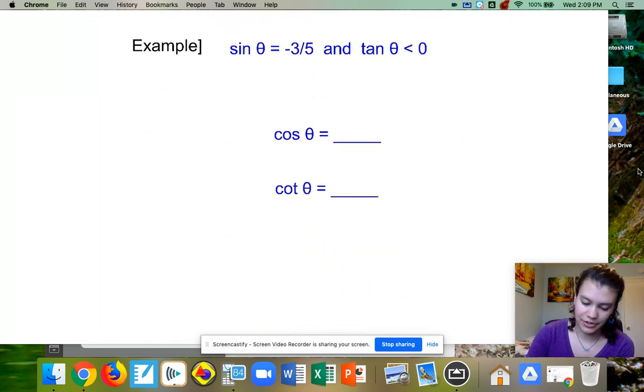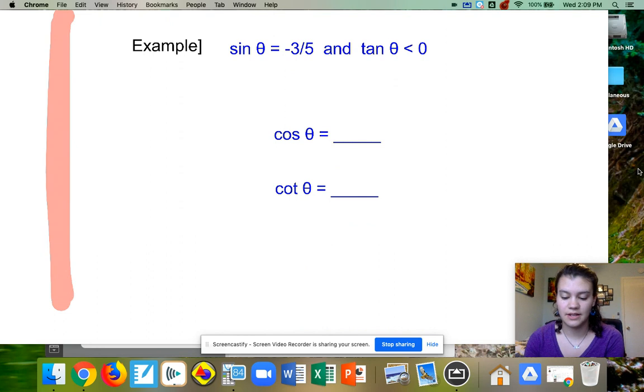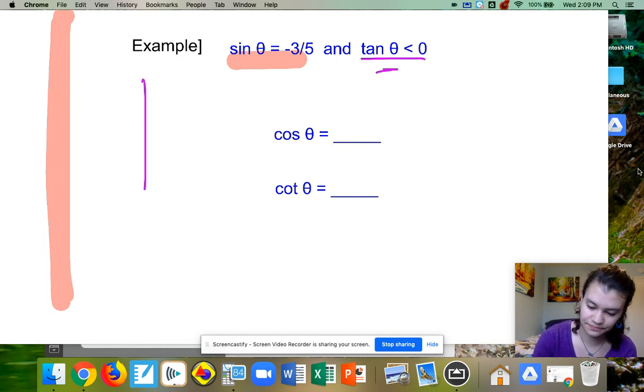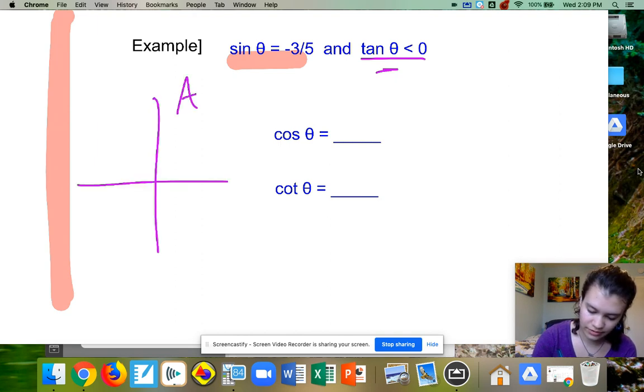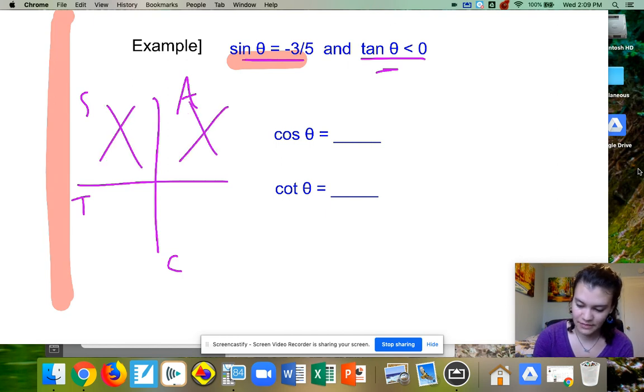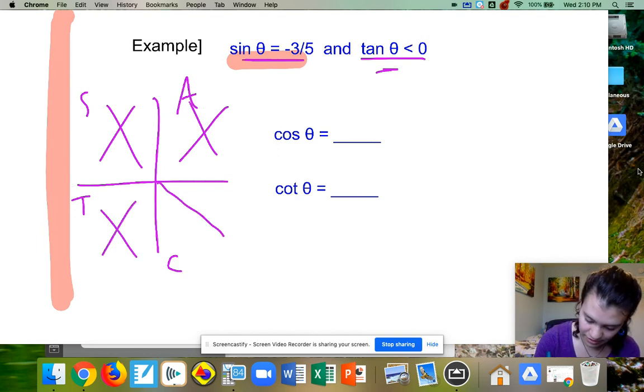So the last example here, this is telling us we have a negative sine and we have a negative tangent. So if we try and figure out what quadrant this is in, we have all students take calculus, right? So sine has to be negative, which means we can't be either of these two quadrants. And then tangent also has to be negative, so we can't be this quadrant. So we have to have something down here.